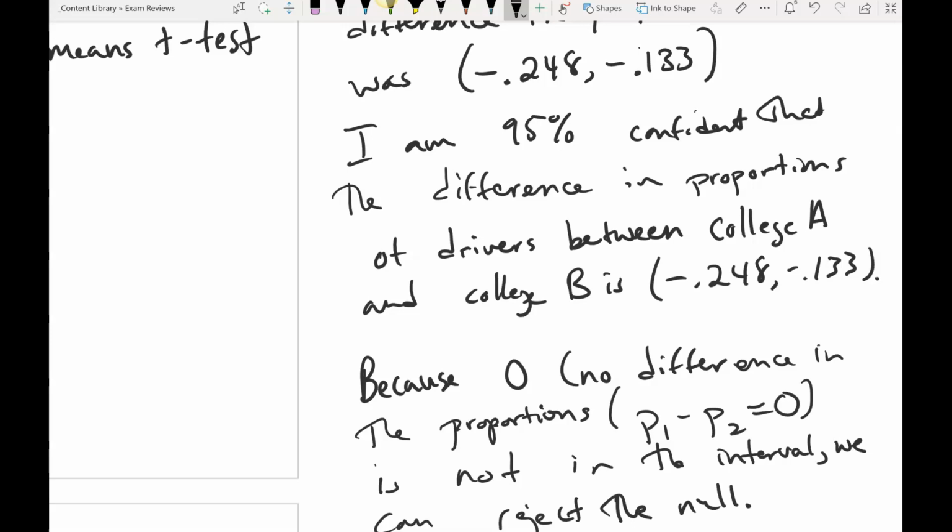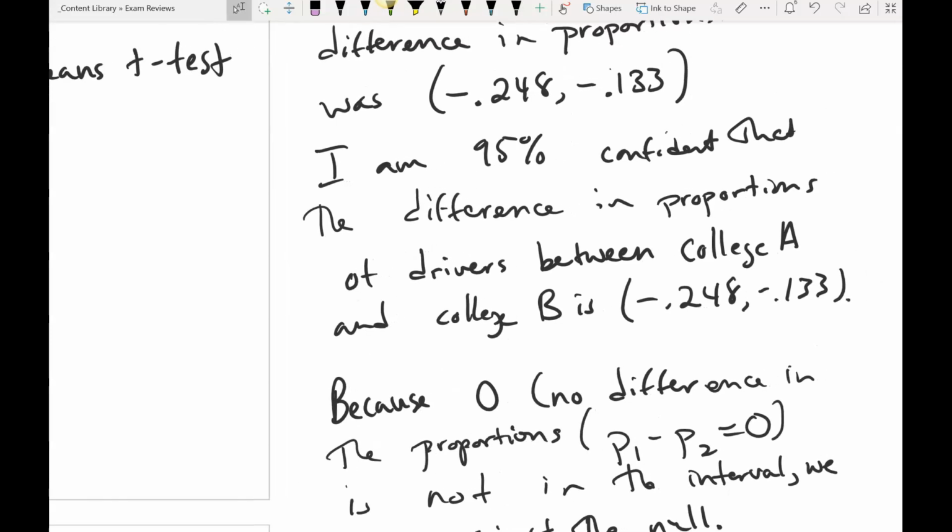Basically, it's a lot like that question that I had on the exam where I asked, what do you think about this claim? Is the claim true or not? If the claim was in the interval, we said the claim was true, and if the claim wasn't in the interval, we said the claim was false. That's exactly what's happening. P1 minus P2 equals 0 means there's no difference in the proportions. If that's in the interval, I can't reject it. I'm going to fail to reject the null. But because it's not, we know that the 0 most likely is false. I'm going to reject that claim, okay?